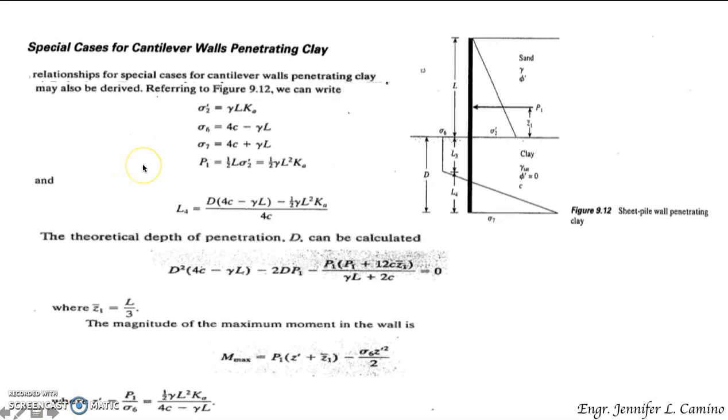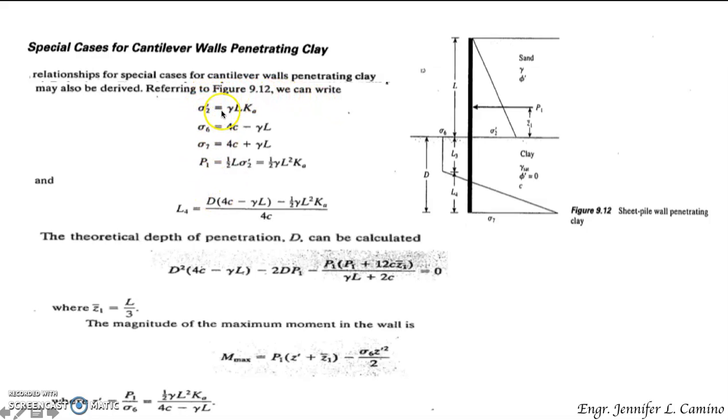Now we have here a special case for cantilever walls penetrating a clay, meaning you have a sheet pile penetrating a clay type soil. We don't have a water table. We don't have the presence of water. So basically, you can have this equation.